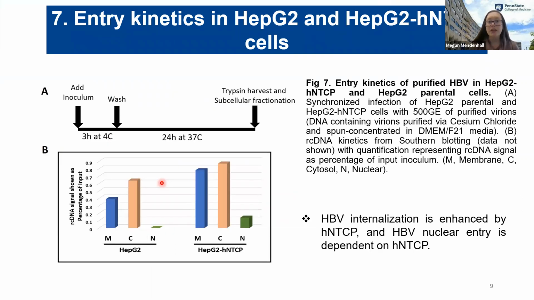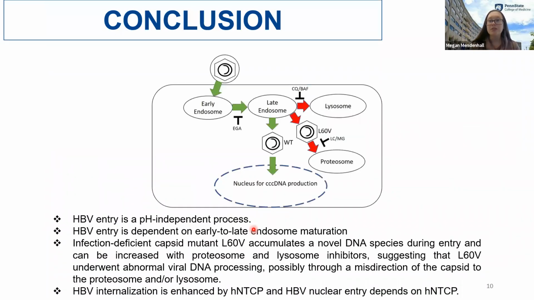Utilizing a synchronized infection, as shown in figure 7a, followed by subcellular fractionation, we can identify entry kinetics through tracking of the rcDNA via Southern blotting. We can demonstrate that at 24 hours post-entry, nuclear signal is dependent upon NTCP expression. We plan to use this experimental flow to test the entry kinetics of L60V in comparison to wild type.